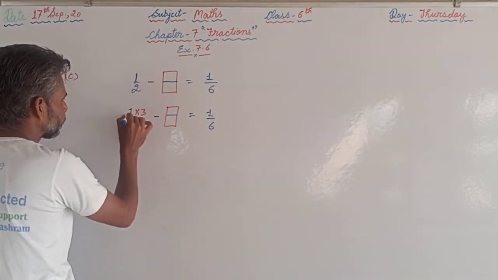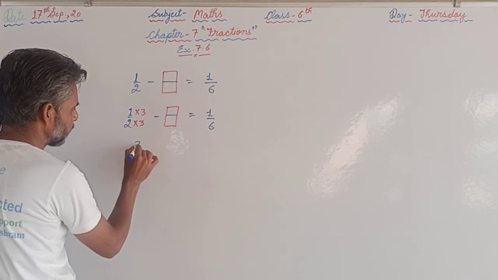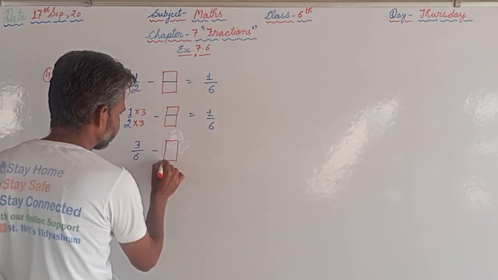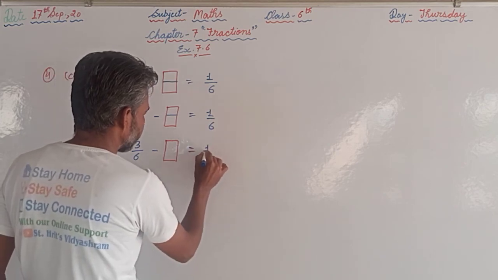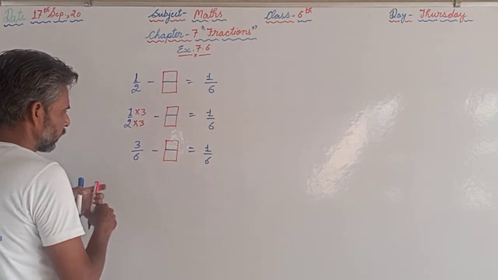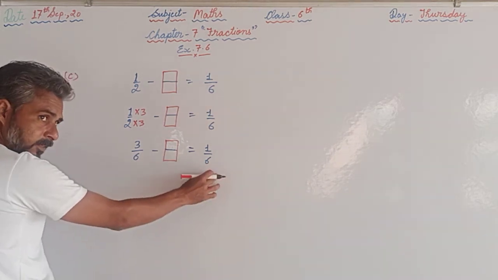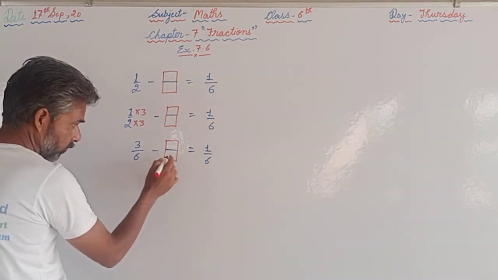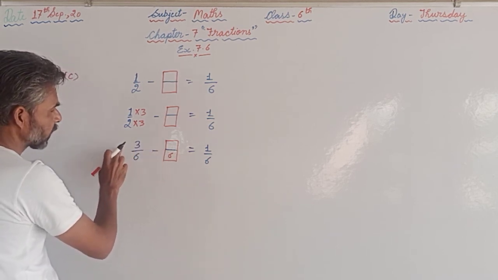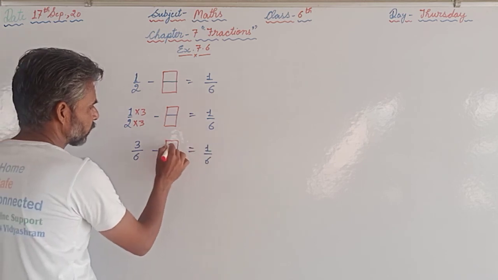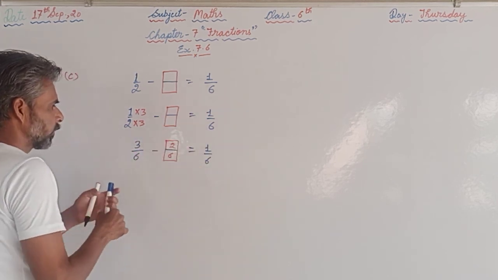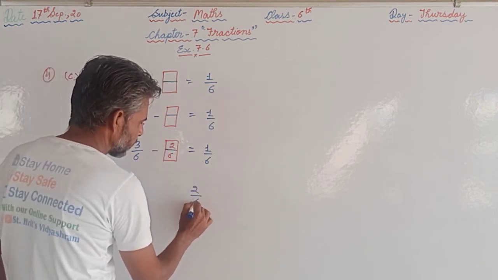So afterwards, 3 ones are 3, 3 twos are 6, minus a box equals 1 upon 6. So here now in the answer we are getting 6. Now what do we have to subtract from 3 to get 1? We have to subtract 2. 3 minus 2 is 1. So the answer is 2 upon 6.